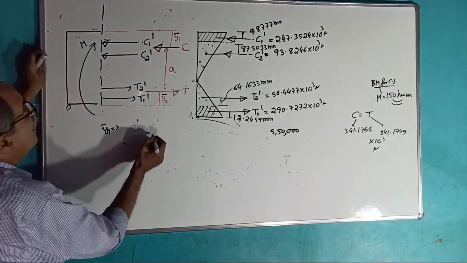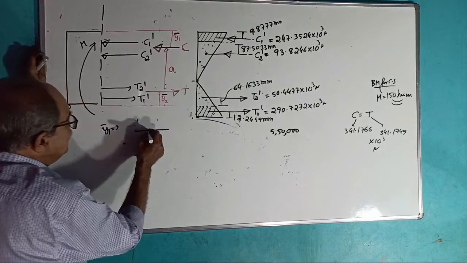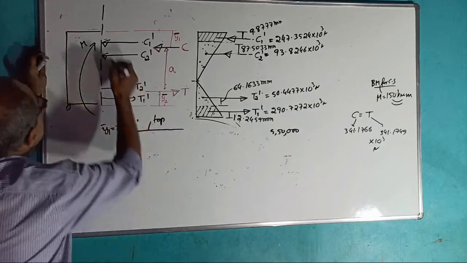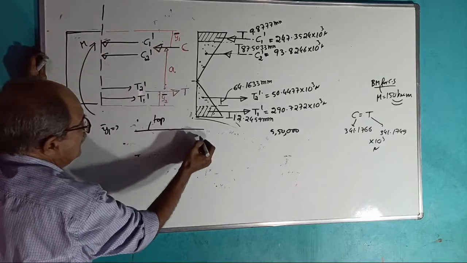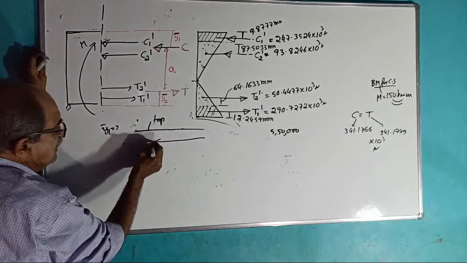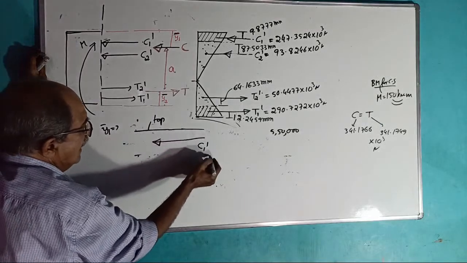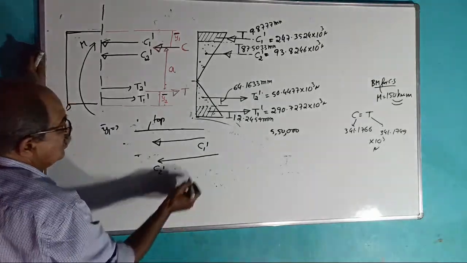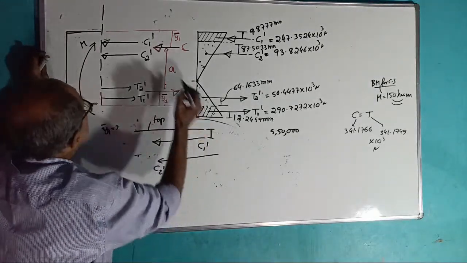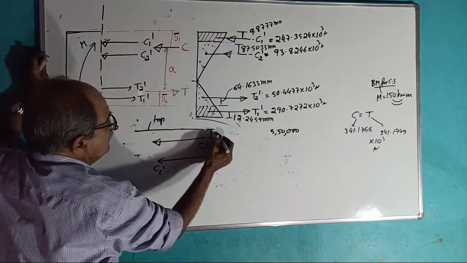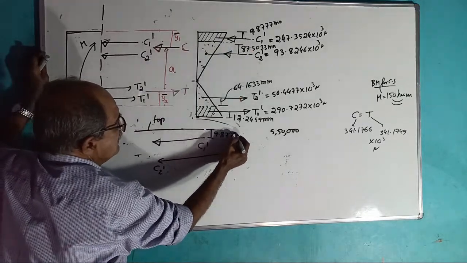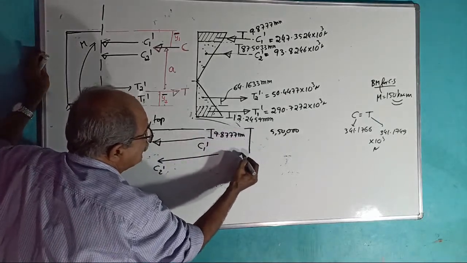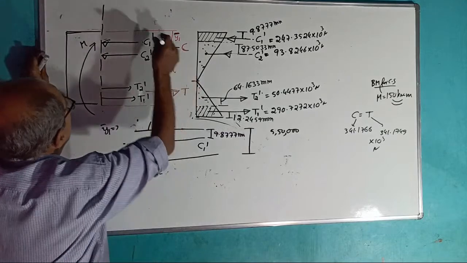Y1 bar. See, from the top edge, the top edge of the beam is here. One force is acting here, that is your C1 dash. Second force is acting here, that is C2 dash. This distance is, see here, 9.8777 millimeter. Tell me fast, what is this distance? Fast. I want to refer from top edge.